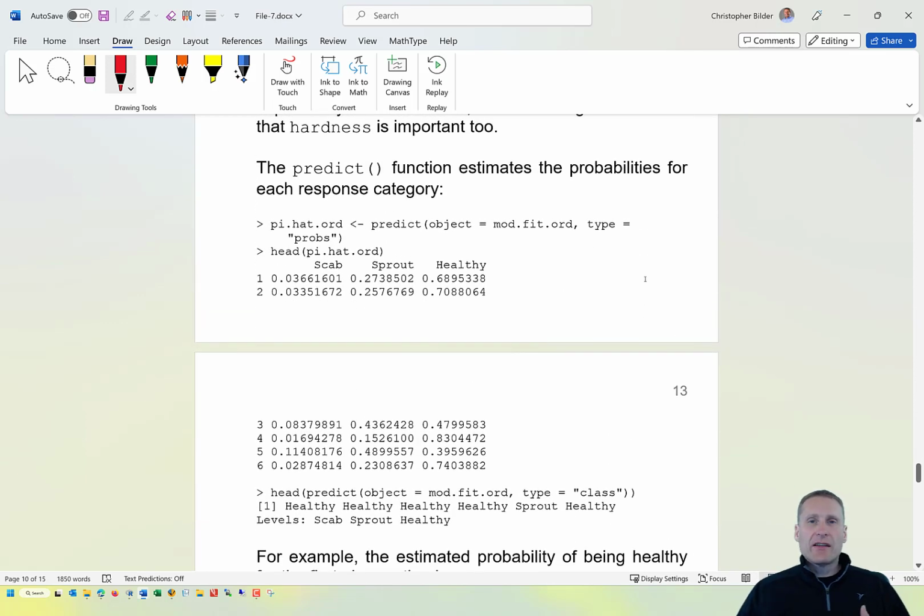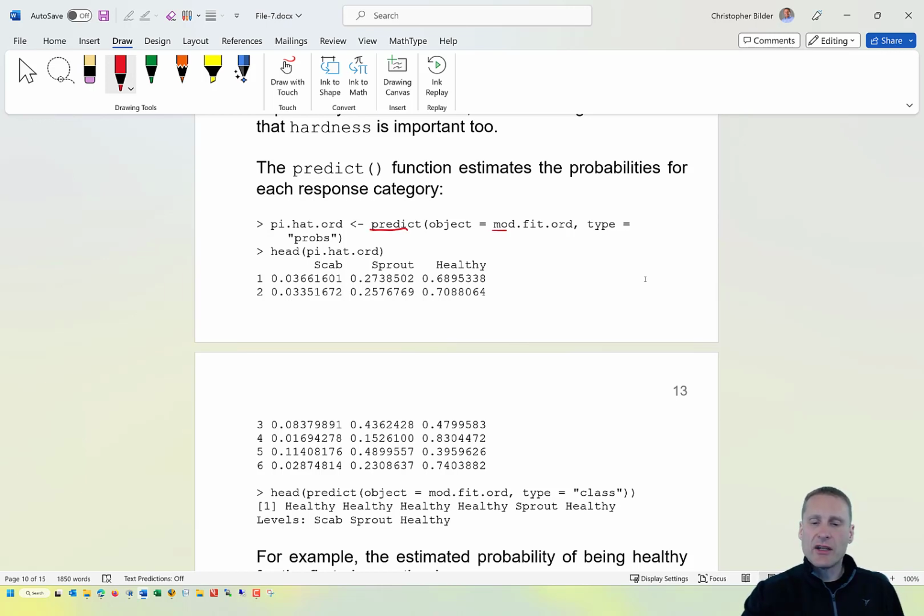What about getting the pi hats? I might want to know: what's the probability a particular kernel is scab? What's the probability it's sprout? What's the probability it's healthy? Again, use your knowledge based upon what we've seen in the past to think about how I would actually go about getting that. You might be wondering, is there a predict function?